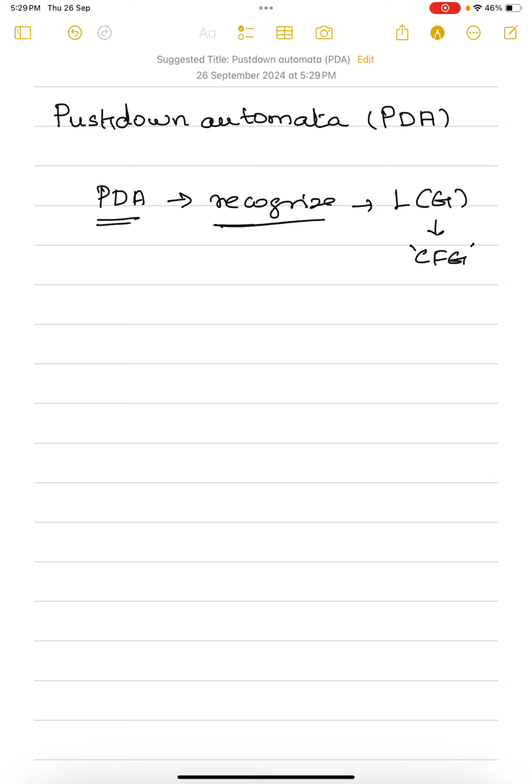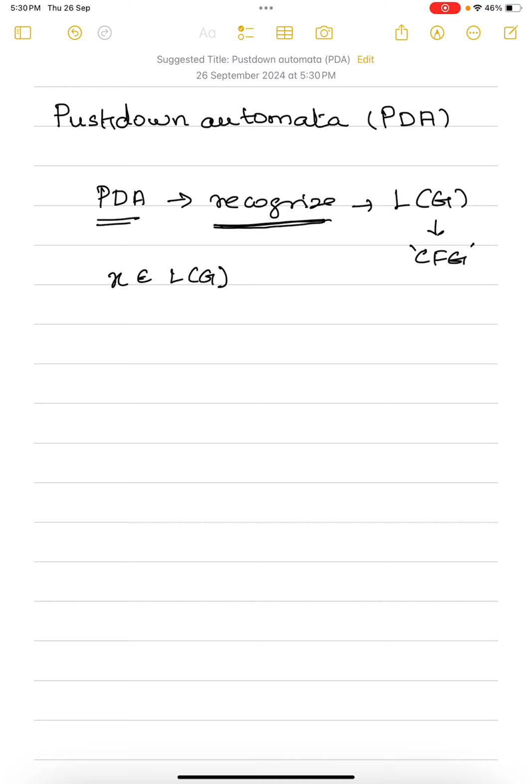What I mean by saying recognize is that all the strings that belong to the language generated by the grammar will have a path from the initial state to the final state in pushdown automata. That is what I mean by saying recognize. I repeat, all the strings which are generated by the grammar will have a path from the initial state to the final state in pushdown automata.